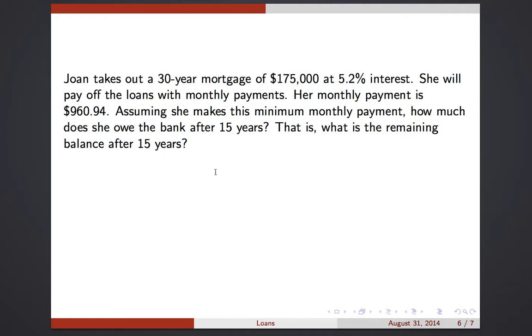Okay, but this is not practical, right? You wouldn't want to do this. 30 years with monthly payments means she's going to have 360 rows in her table. So if you want to go halfway into that table, you're talking about building 180 rows. Okay, this would take you hours. So you don't want to do that.